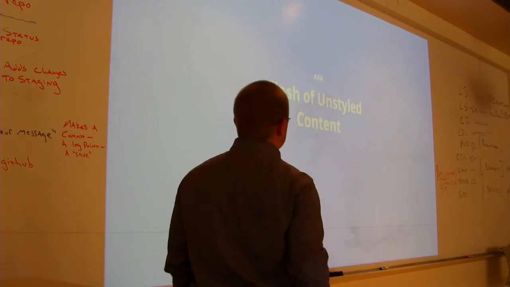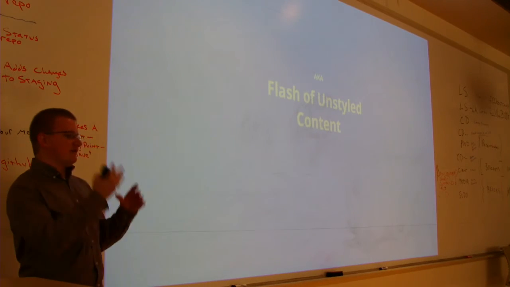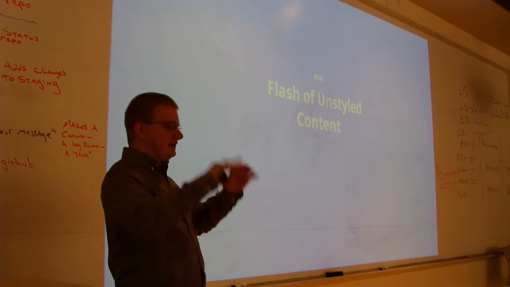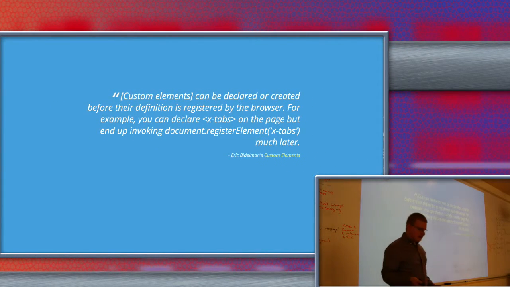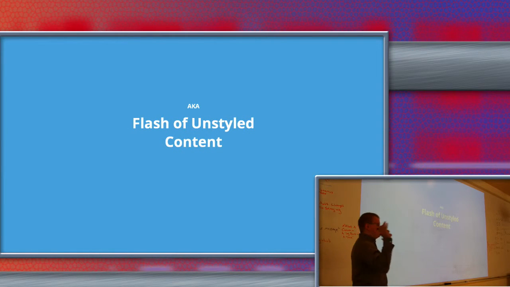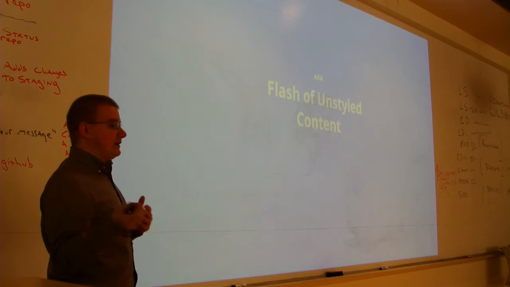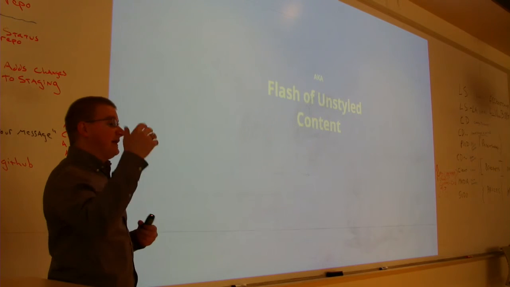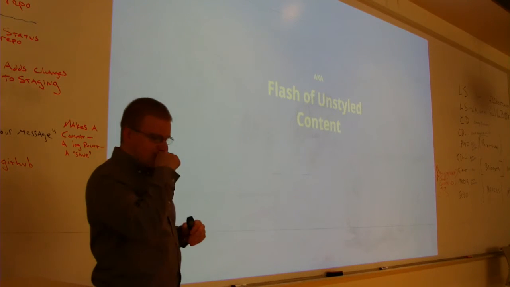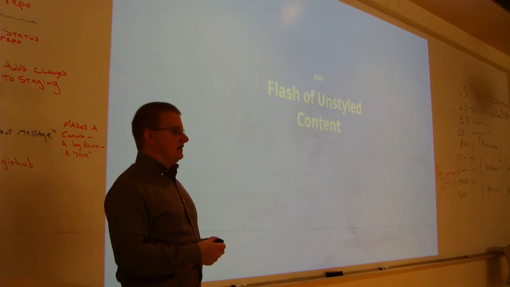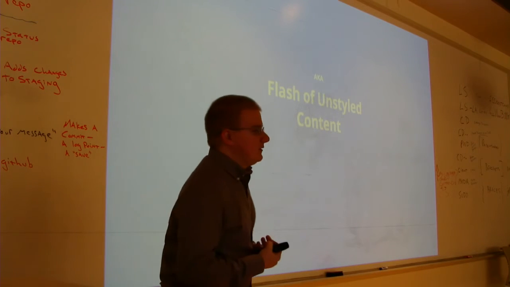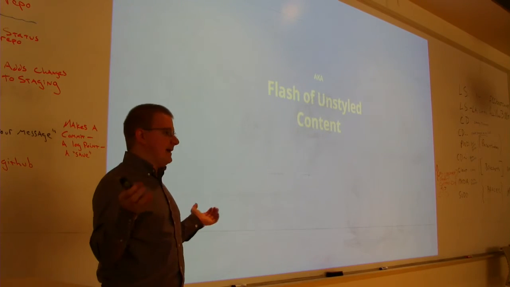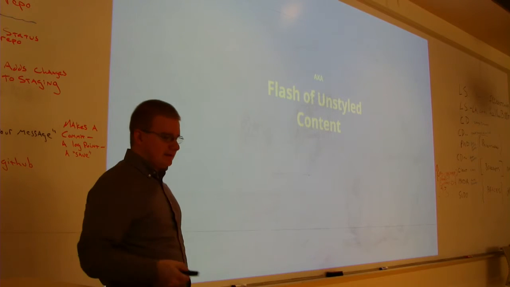Flash of unstyled content is a term that's been around for a long time, and it describes a phenomenon that occurs in various situations. With custom elements, it's because we have a custom element on our page, but JavaScript hasn't yet kicked in. So we don't know that HTML element has a style associated with it from an HTML import. We don't have any styles associated with it. We can't style it. What happens? Do we see it immediately before the JavaScript kicks in?